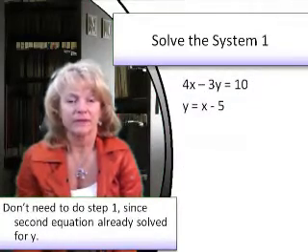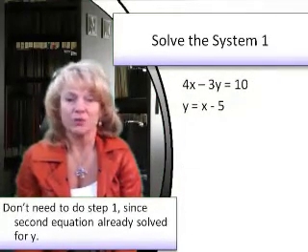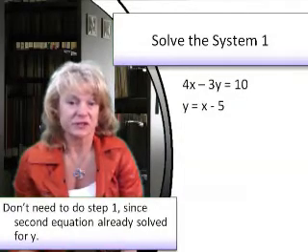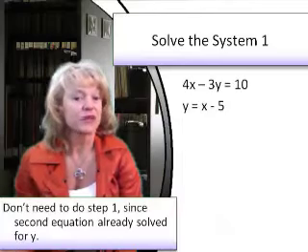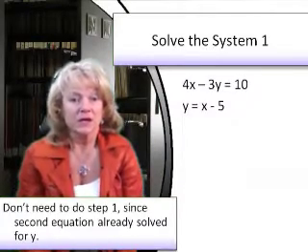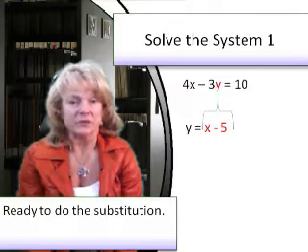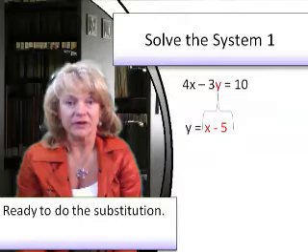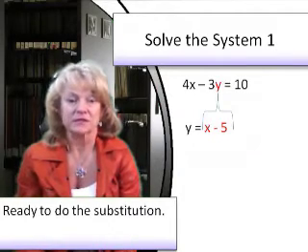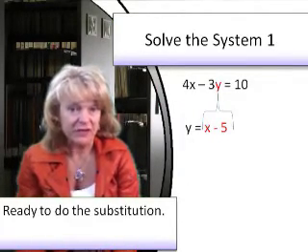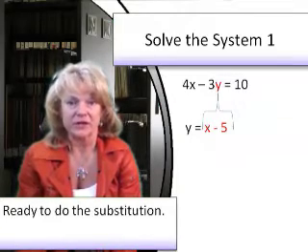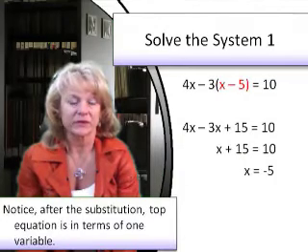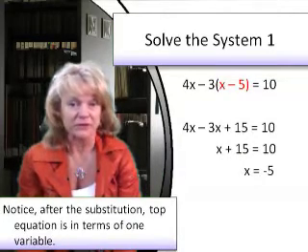Here's our first system. Notice how the second equation is already solved for y. That means I don't have to do step one, which makes the substitution method the fastest algebraic method of the two. Equation 2 says y equals x minus 5. Now understand that the equal sign, y is x minus 5, means that at any time I can replace y with x minus 5. So I substitute into the other equation, and what we find is that we have an equation in terms of one variable.